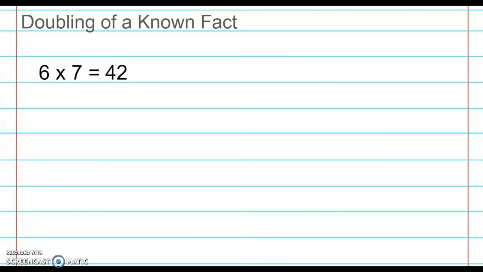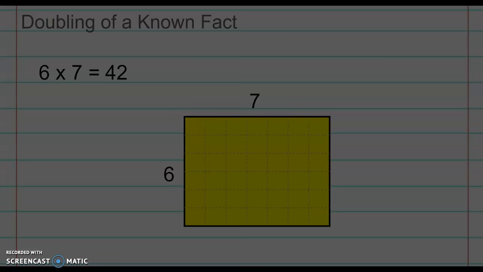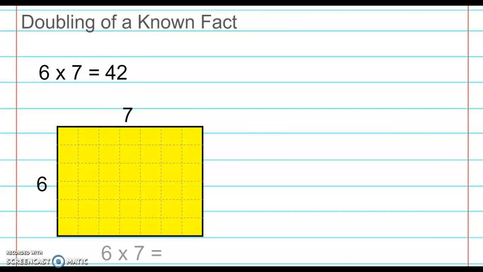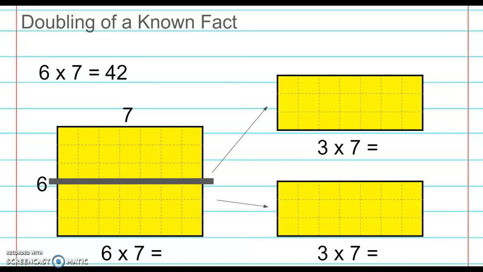Another way to visualize this problem is to think about it as a 6 by 7 rectangle. This is the area model for a 6 by 7 rectangle, which we can represent with the number model 6 times 7. When we partition the rectangle into two halves, we are left with two new rectangles that are each 3 by 7 or 3 times 7. Partition is a word that means to divide or create equal parts.